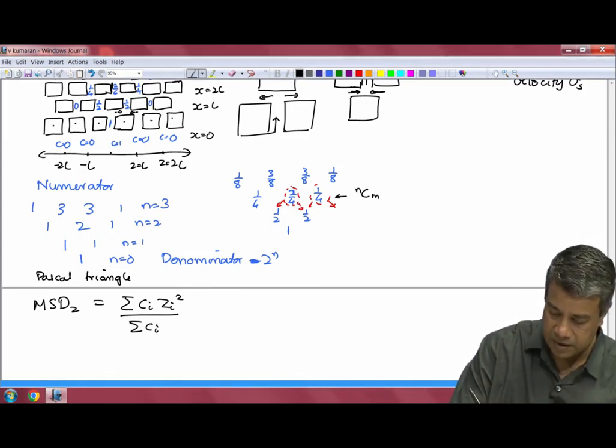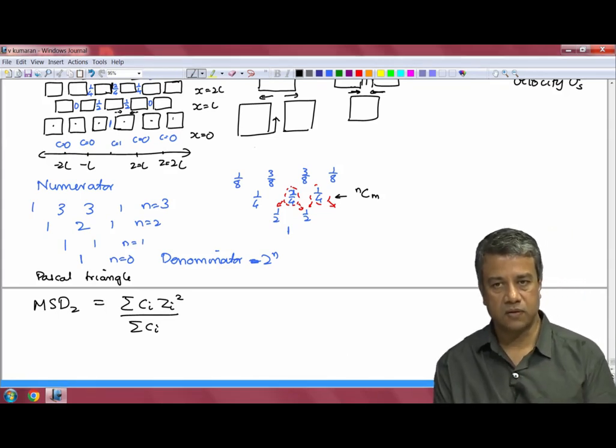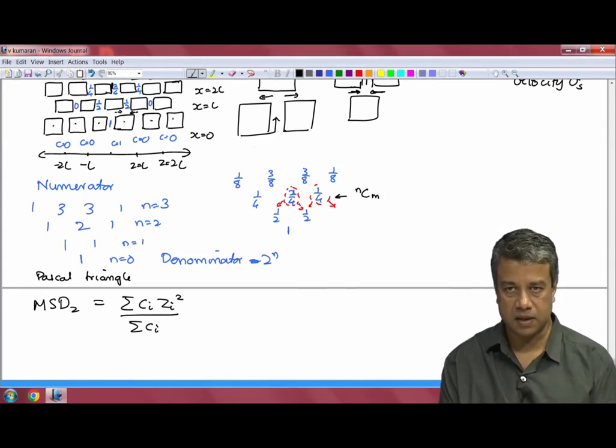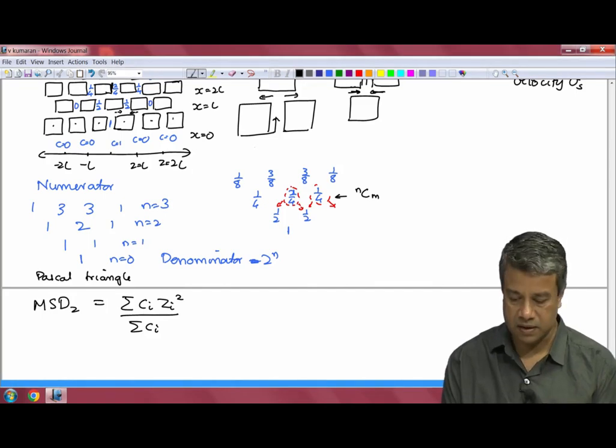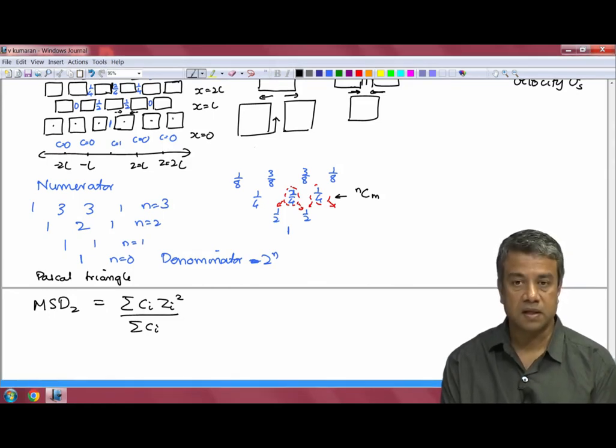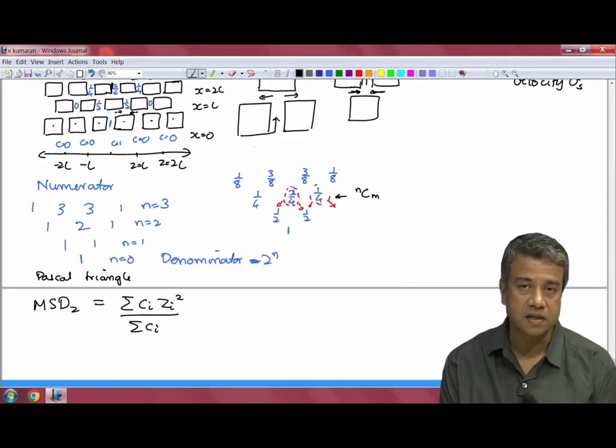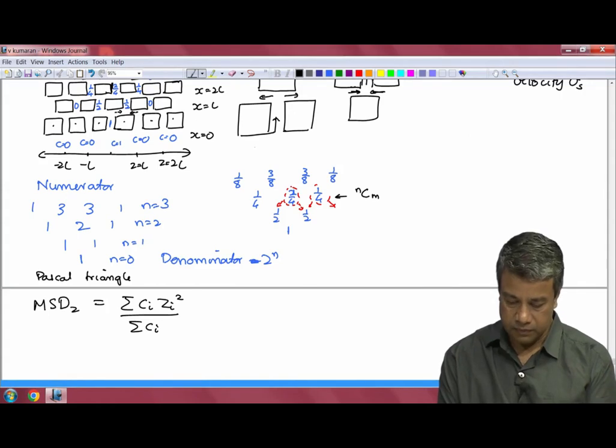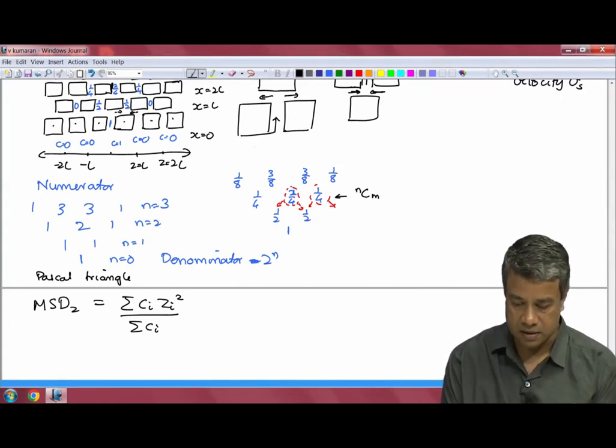The concentration is 0, of course, if Z becomes large, and therefore the summation is finite. So, I just sum Ci times Zi square over the sum of Ci. In this particular case, the concentration is normalized. So, the sum of Ci, as you can see in each of these cases, is equal to 1, because I have used a normalized concentration.